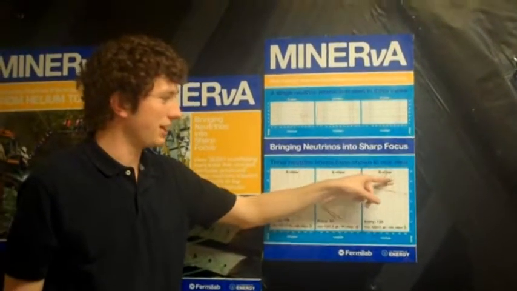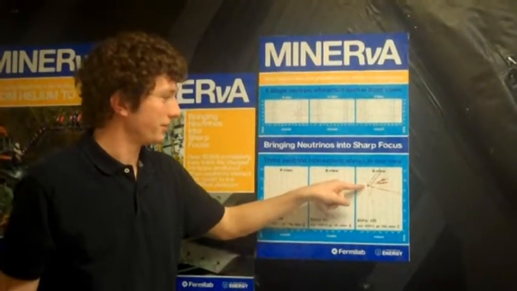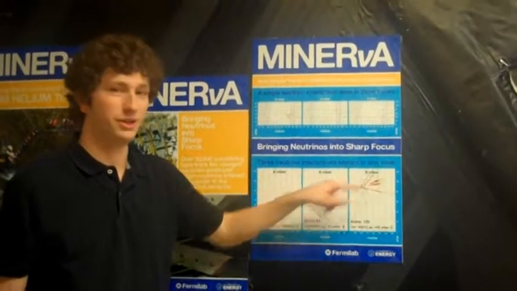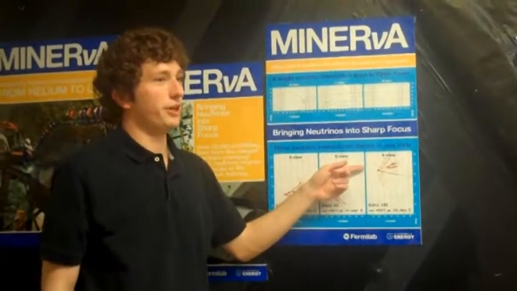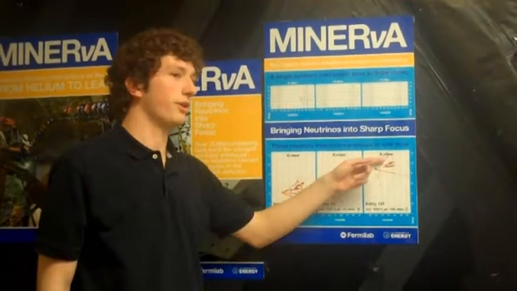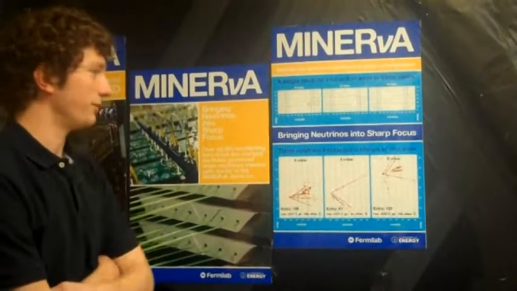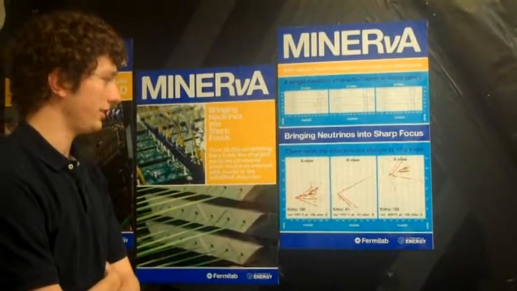So when you see two showers like this that come from the same point, you can trace them back to the same vertex. That's how we know that that was a pi 0 in the detector. So this detector is capable of not just measuring that there was a neutrino, but measuring specifically what particles came out of that neutrino interaction to a very good precision that has not been attained before.